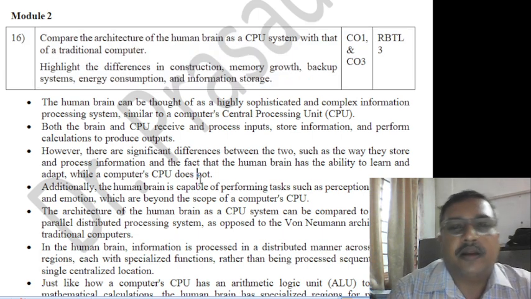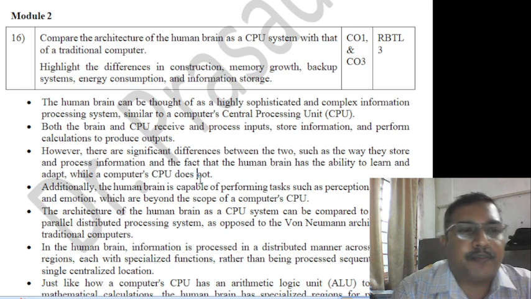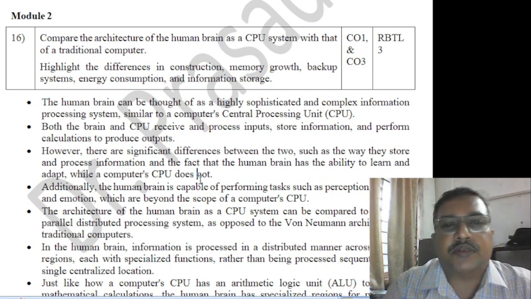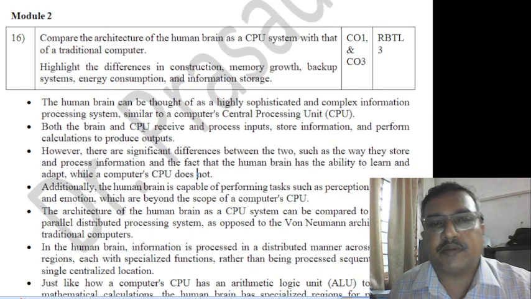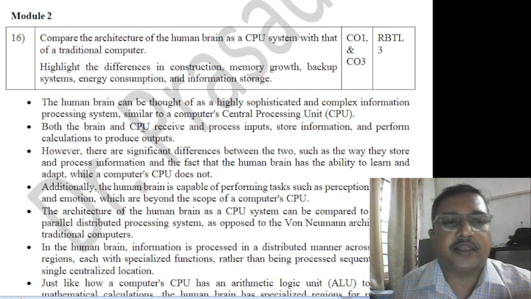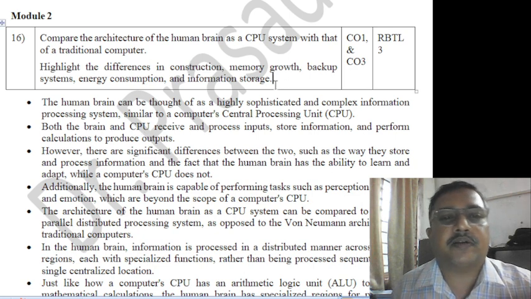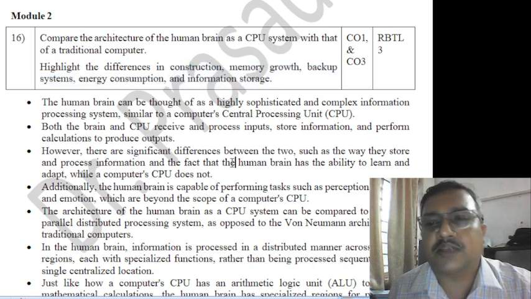16th question: compare the architecture of the human brain as a CPU system with that of a traditional computer. Highlight the differences in construction, memory, growth, backup system, energy consumption, and information storage. Whatever we want to explain is given in the question itself.